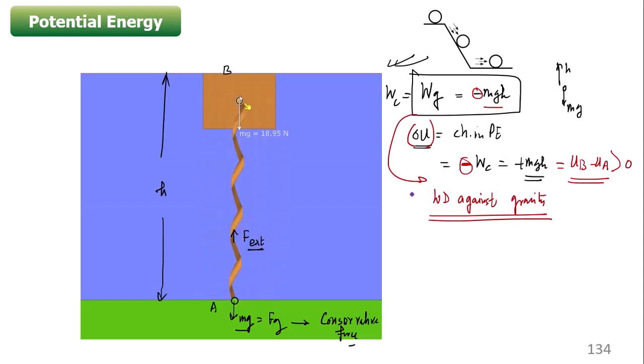So if work is being done against that force, then always the potential in the system will increase. Okay, that is the idea. So if work is being done against the conservative force, then the potentiality is going to be increased.